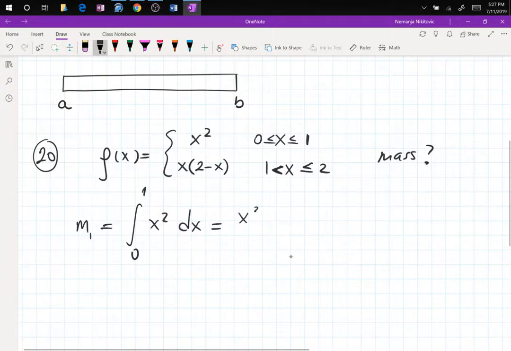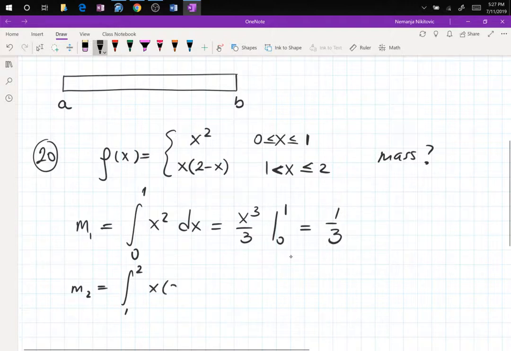So this is x cubed over 3, computed from 0 to 1, and when you plug in 1, you get 1/3, and when you plug in 0, everything goes away. The mass of the second part is given by the integral from 1 to 2 of x(2 minus x) dx.